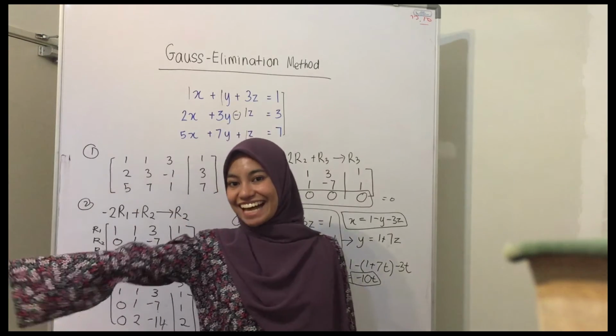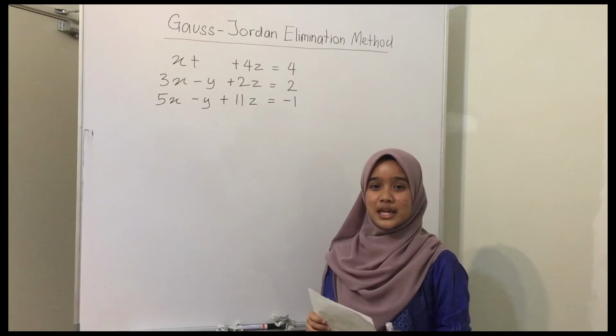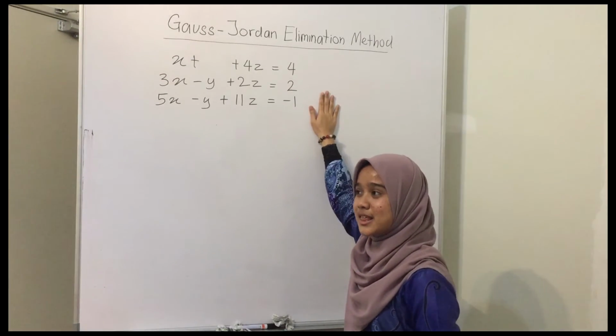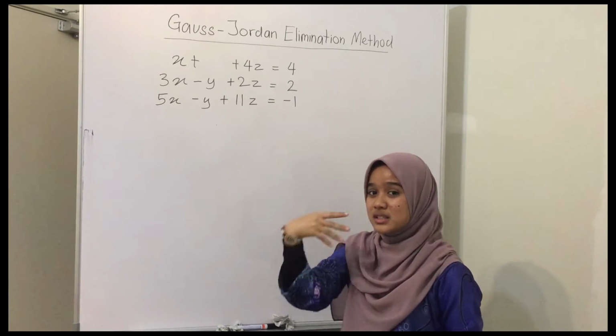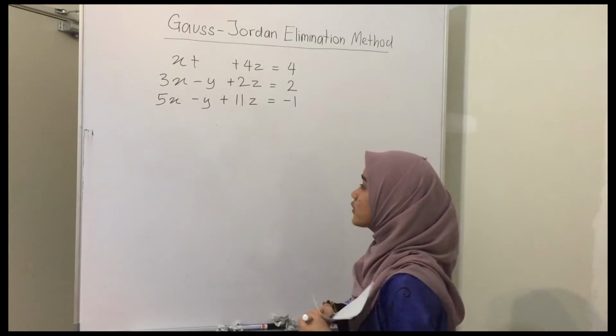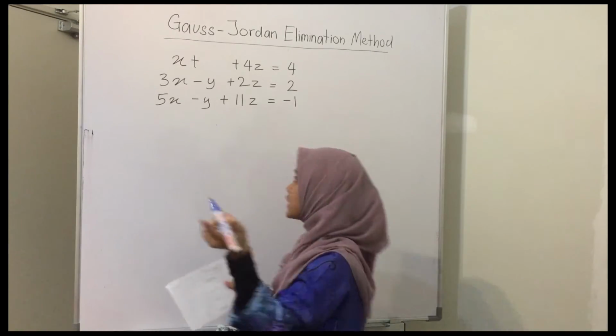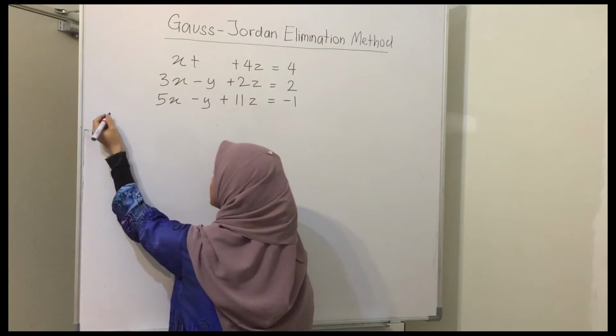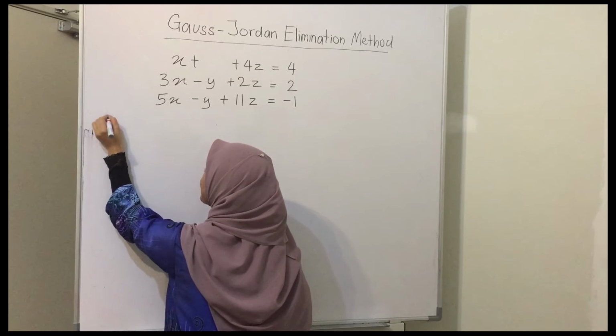I will pass to Iza. Now we go to the Gauss-Jordan elimination method. Okay, the Gauss-Jordan elimination method is a reduced row echelon method. So the first step is the same as the Gauss elimination method, like Pazurin taught you all.